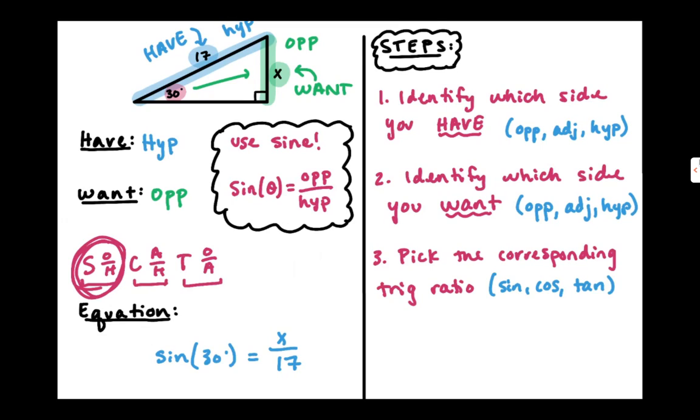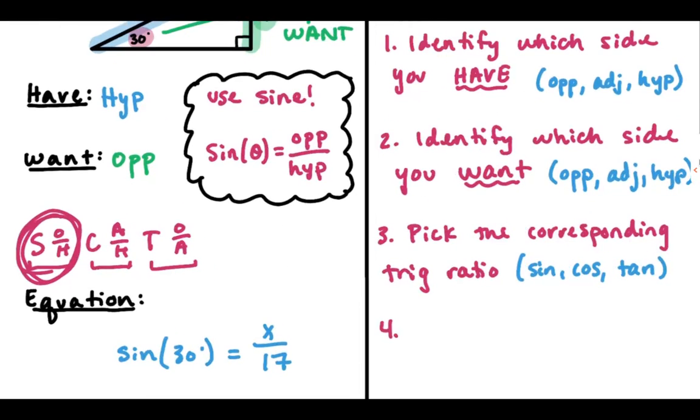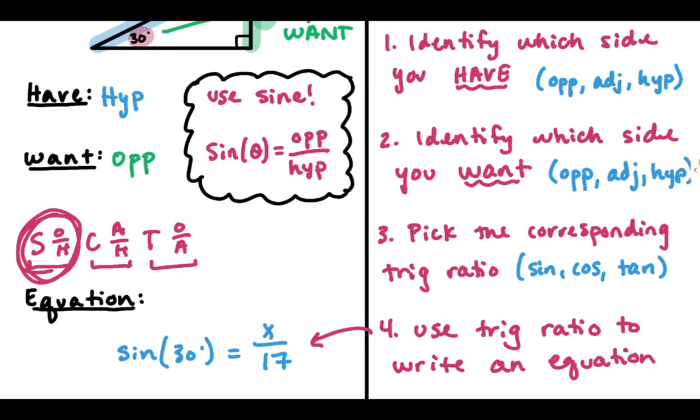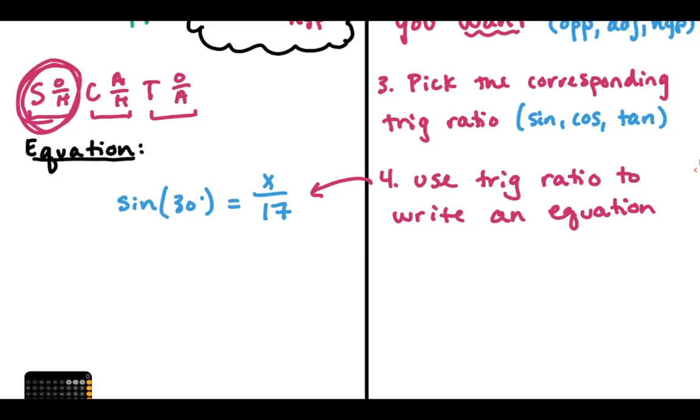All right, so that was our fourth step. I forgot to write that down. So fourth step is going to be use the trig ratio to write an equation. All right, and now once we have this equation, we can use this equation to solve for x, to solve for our variable. So fifth step is going to be solve for the variable.